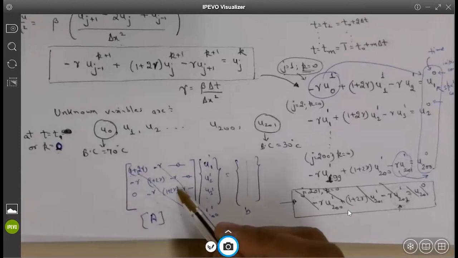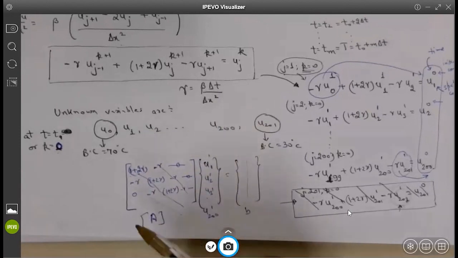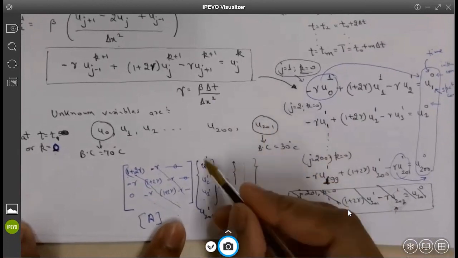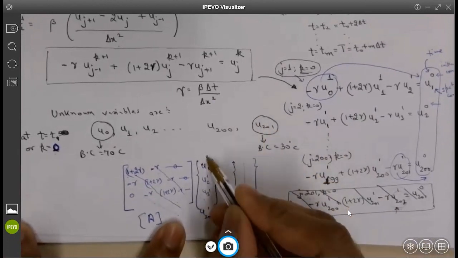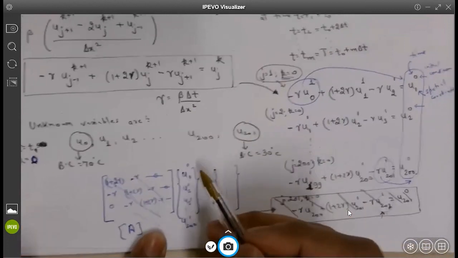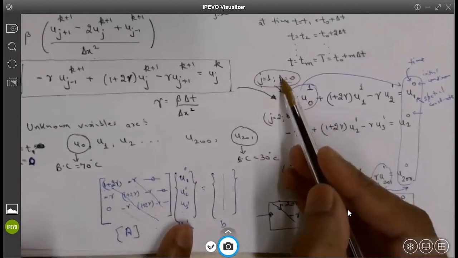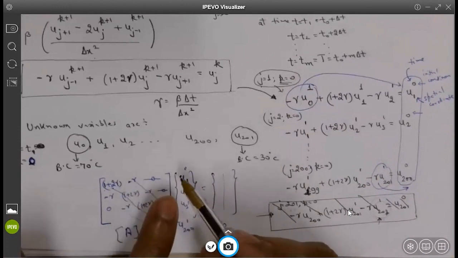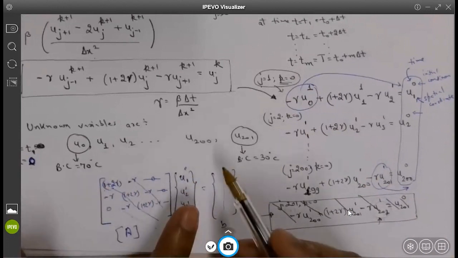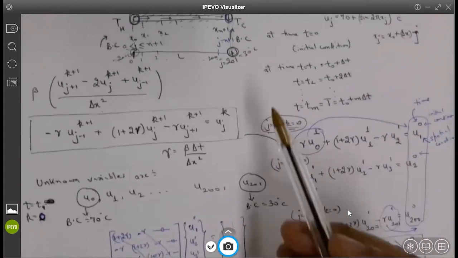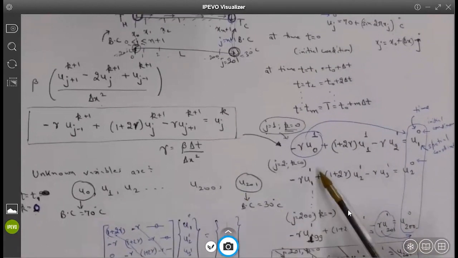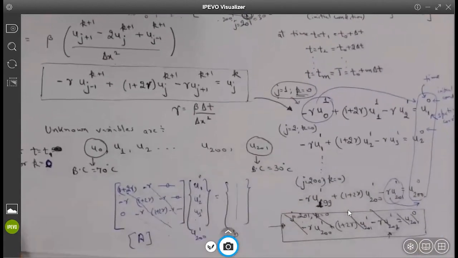This is a tridiagonal system. You can solve it using LU decomposition, or you can solve it using the Thomas method. After you solve it, you get all the values at time t1. Then you repeat this for k equals 1, and you will get the solution at time t2. Then you solve for time t3, then for time t4, and you keep on doing that till you reach the final time. So for every time instant, you are solving this matrix equation.